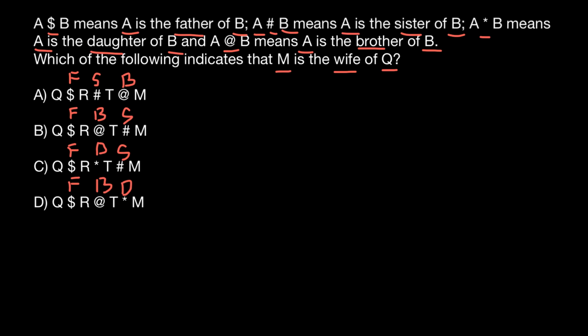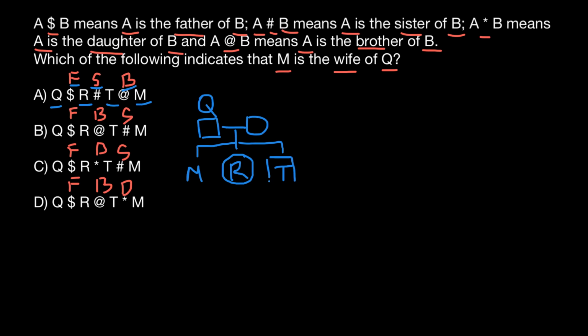It shows that Q is a father of R. And we know that R is a sister of T, so we circle R, and she is a sister of T, and T is a brother of M. So they have another sibling, M here, and T is a brother of M. The sex of M is not specified, so we use this sign. So again, which of the following indicates that M is the wife of Q? We see that M is a child of Q. So answer A is wrong.